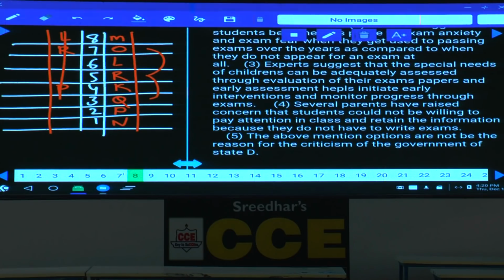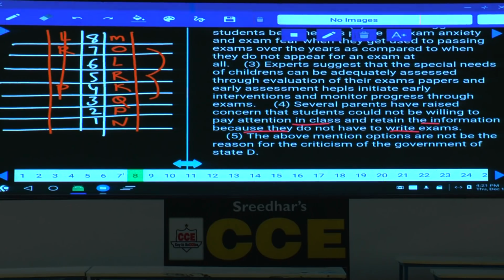Then the fourth one: several parents have raised concern that the students may not be willing to pay attention in class and retain the information because they do not have to write the exam. As there is no examination, there is no need to remember all this. As there is no need to remember, they are not paying concentration in the classroom, isn't it? This is the reason why the parents are criticizing the government, because the children are not learning at all.